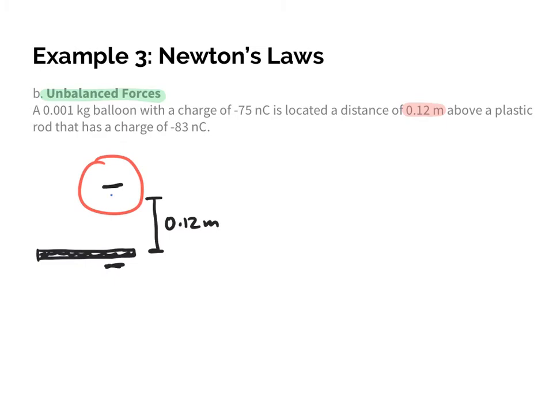So again, forces-wise, you're going to have the force of gravity. Just because it's held at a different height does not change the force of gravity, which should be the same value. It's still going to be that mass of 0.001 kilograms times 10, which would give me 0.01 newtons. So we can still find the force of gravity. Now, the only difference is we're going to have to find that electrostatic force between the two objects.